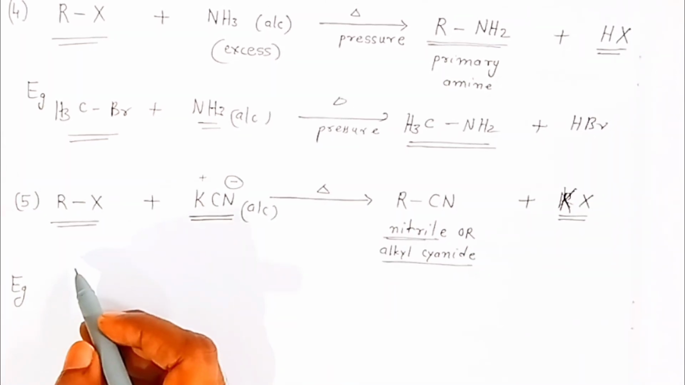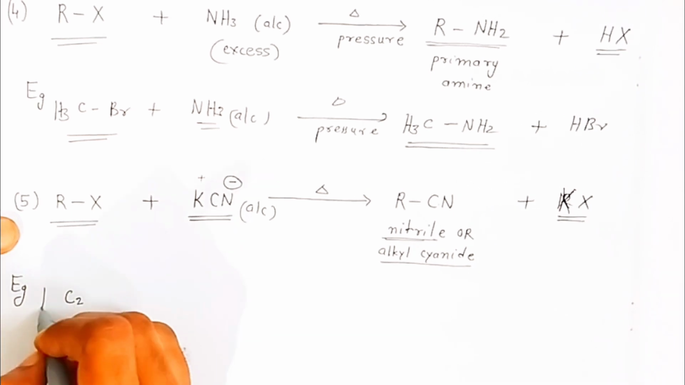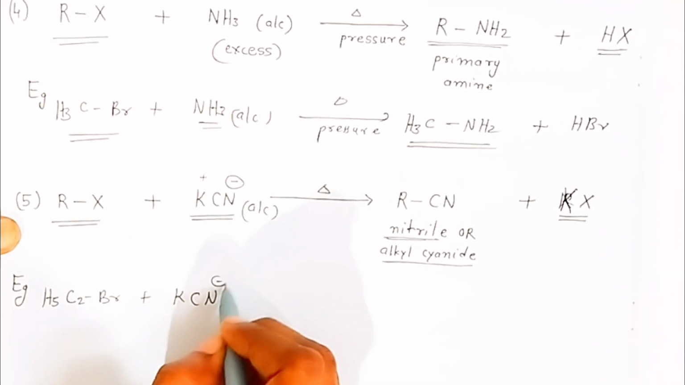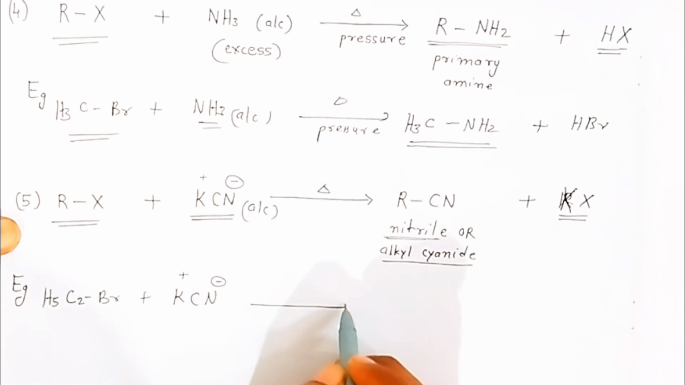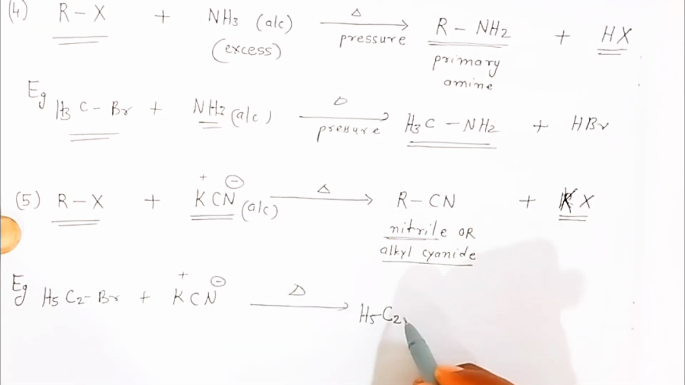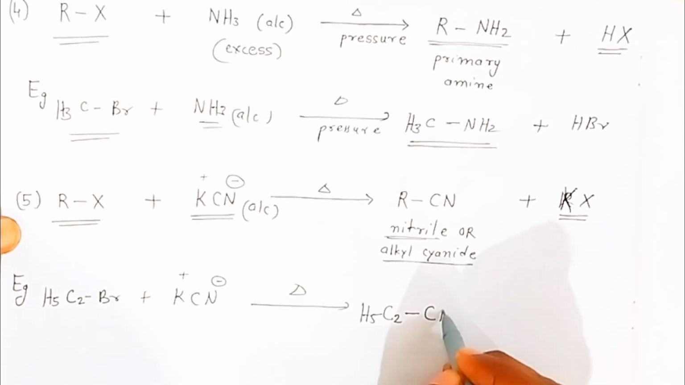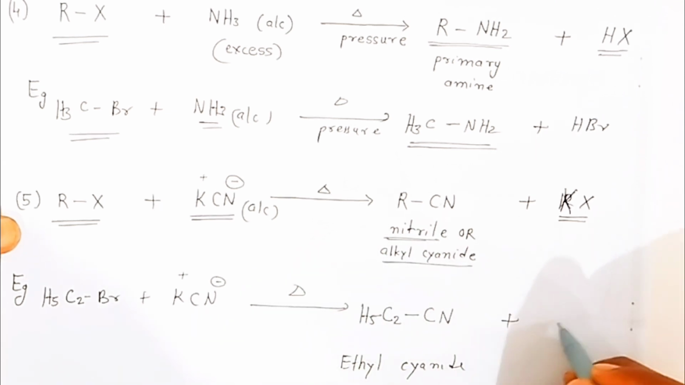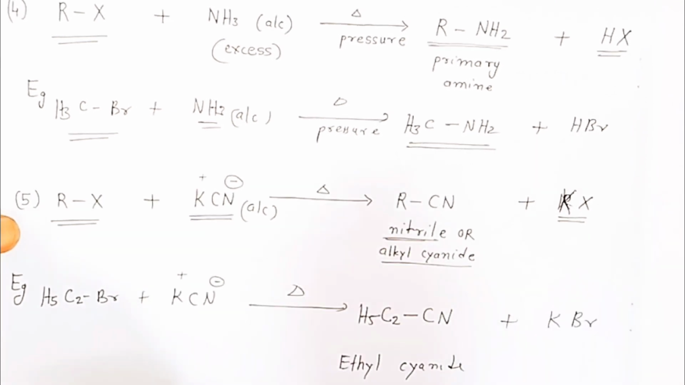Understanding, students? Say, for example, here I am taking methyl bromide reacting with potassium cyanide. Potassium will be positive. Just heat it. You will find CH3CN. The carbon of the methyl combines with the carbon of the cyanide and forms methyl cyanide. And there is a formation of potassium bromide.